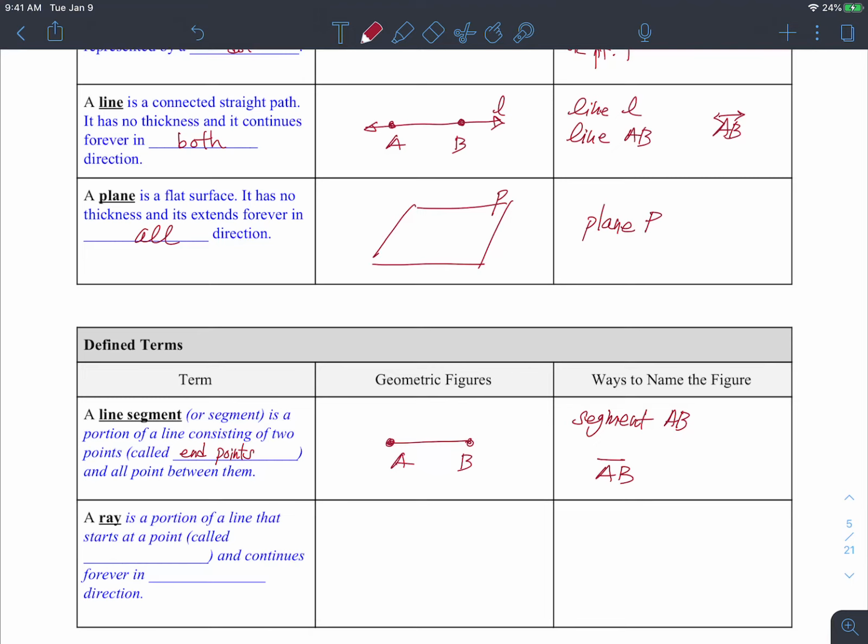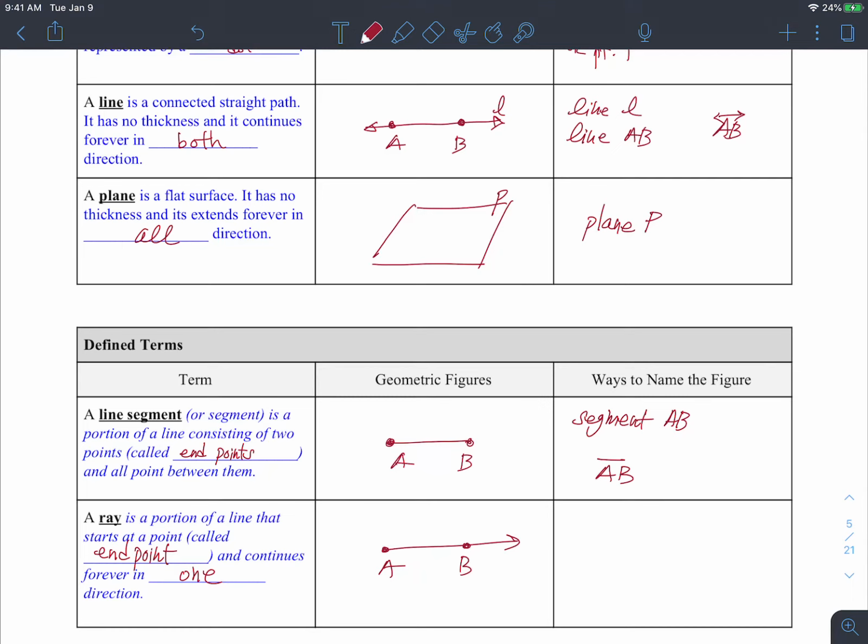A ray is a portion of the line that starts at a point. See that? It's a single point. A point called, that's right, endpoint. And continues forever in one direction. So it is a part of a line. Well, we really couldn't say half of a line simply because something that's infinitely long, how do you say something's half, right? But it is a portion, but it does have just one arrow, right? It has one direction, right?